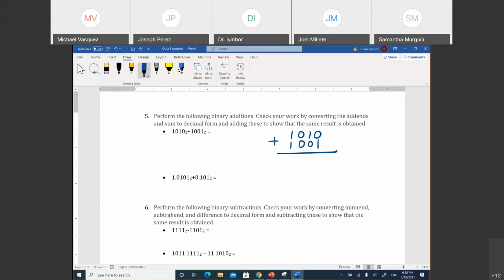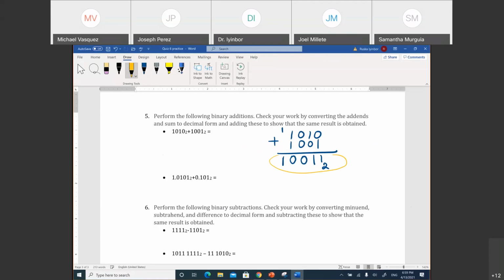So 0 plus 1 is 1. 1 plus 0 is 1. 0 plus 0 is 0. 1 plus 1 is 0, and you carry 1. And that 1 is going to bring down. So this is my answer. This is the binary number.